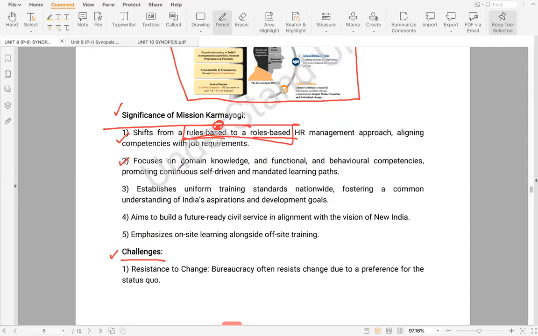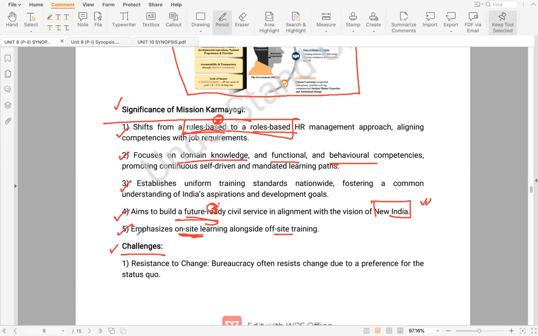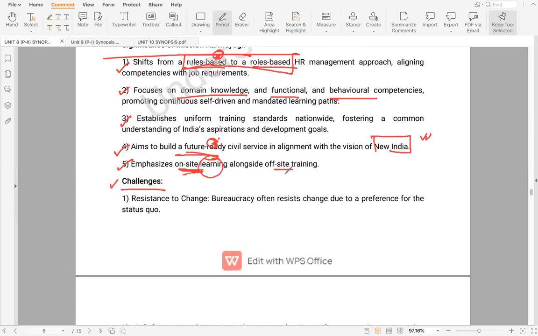Second, you have a focus on domain knowledge and functional and behavioral competencies, promoting continuous self-driven and mandated learning paths. Third, you're establishing a uniform training standard, which is applicable nationwide. Therefore, it helps to foster a common understanding of India's aspirations and developmental goals, and aims to build a future-ready civil service in alignment with the vision of New India. It emphasizes on-site learning alongside off-site training.